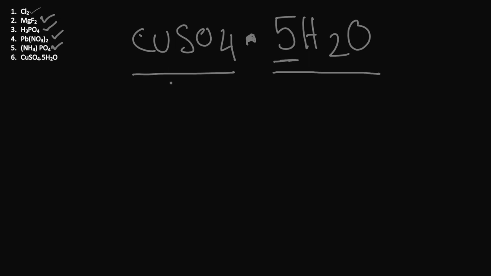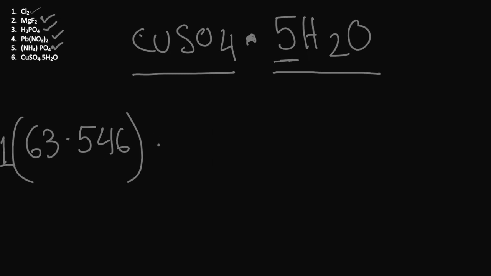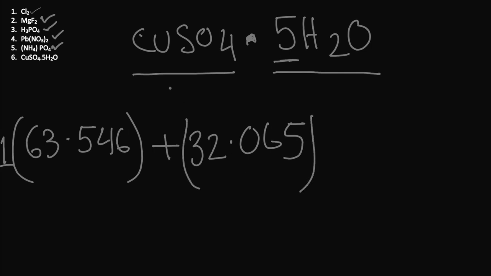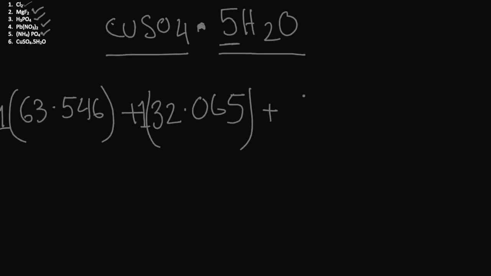So the mass of copper from the periodic table, you will get 63.546. We are going to times this with 1 because there is just one copper, so 1. Then we write plus the mass of sulfur, it's 32.065. Again, we're going to times this with 1 because we have 1 mole of sulfur, plus we're going to times 4, 15.999. 4 because there is 4 moles of oxygen.